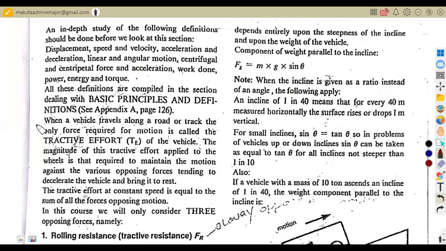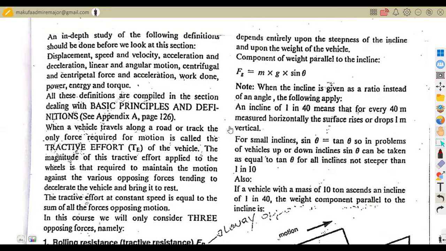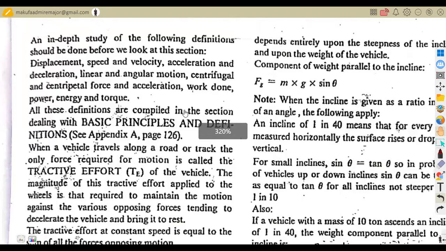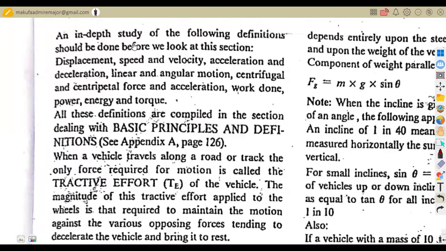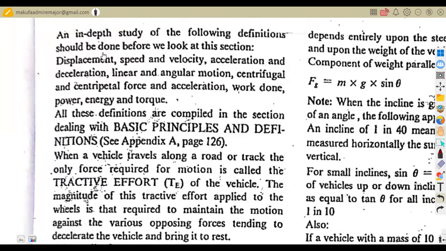So if you're someone who has been in our classes for science, then you'll see that most of the things are just a repetition: our angular motion and dynamics combined together. But we're just going to talk about one or two things that are important in our Mechanotechnics N5. So this is what we have as an in-depth study: the following definitions should be done before we look at this section: displacement, speed, velocity, acceleration.